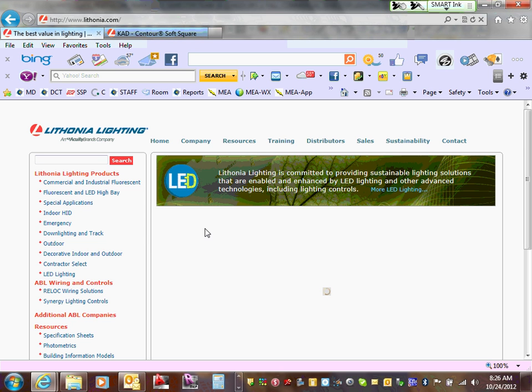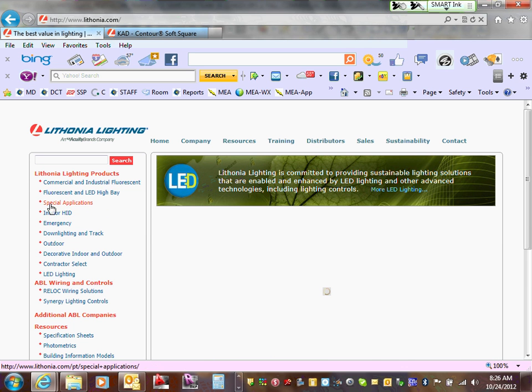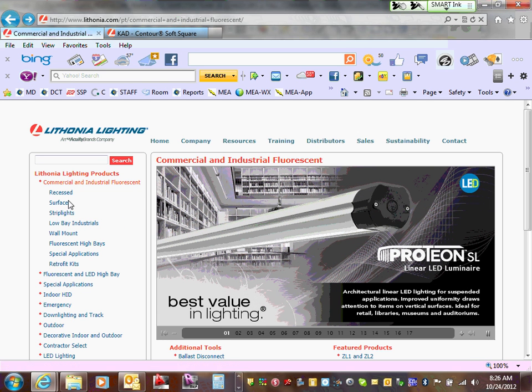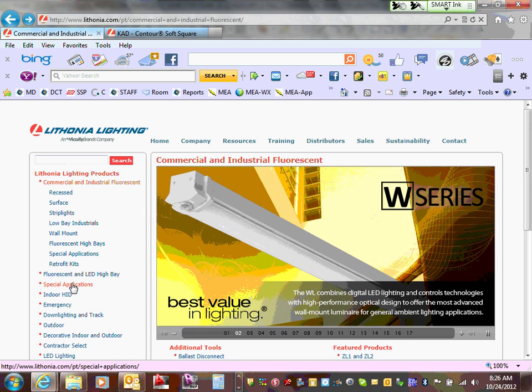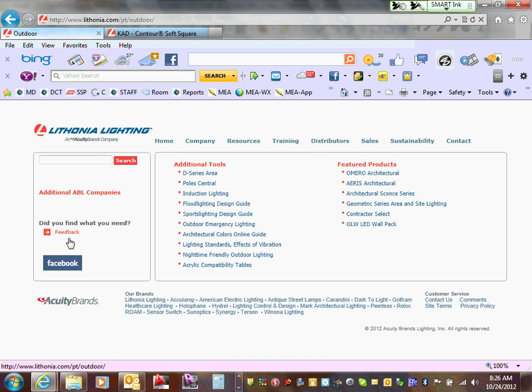Everybody can see that? So now we're moving to Lithonia. If you go there, I need commercial industrial fluorescent. Can you see that? Click on commercial industrial fluorescent. Cool. Let me see, where did they go? Commercial industrial fluorescent. Does that sound familiar to you? I actually want to use parking outdoor. I'm going to go outdoor. Do you mind? I'm going to go outdoor because I want to show you something. Outdoor.